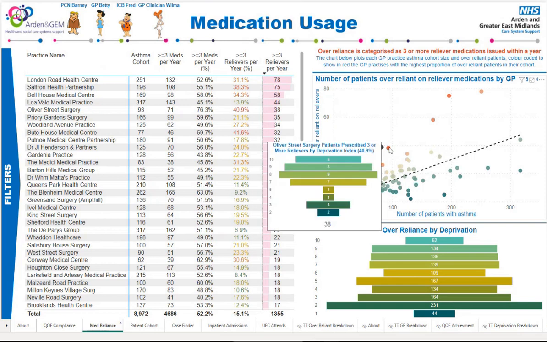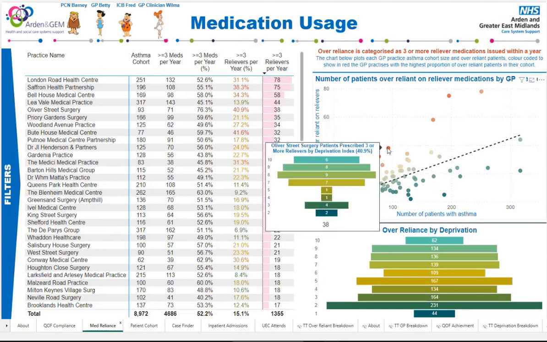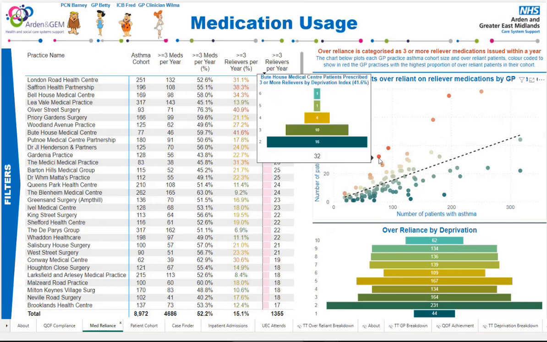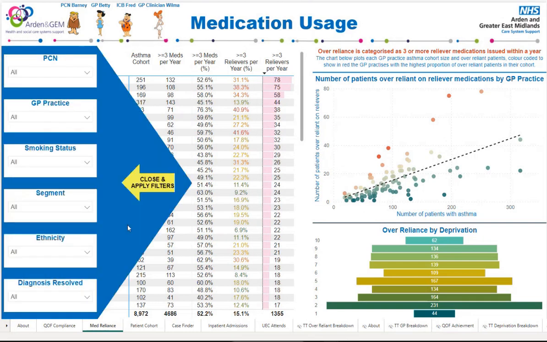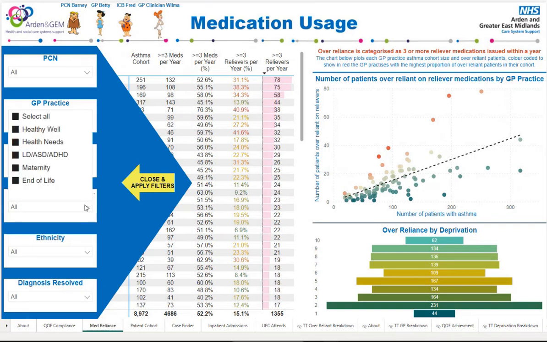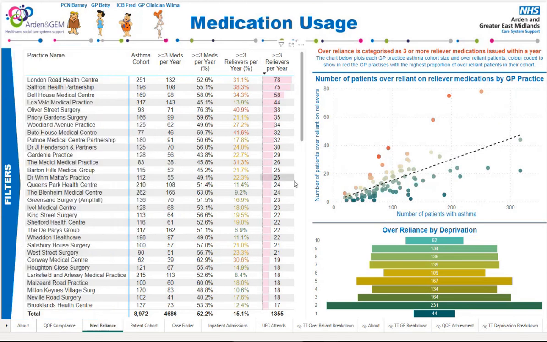With this one as well, you can see the deprivation breakdown is very different for this practice. We've got 2 practices with very similar reliance on reliever medication, 40.9% and 41.6%, but very low deprivation for these patients, and over here, very high deprivation. What we've also built in is some filters. So if you are only interested in a particular PCN or life segment journey, you can look at those and find the practices you want to target.